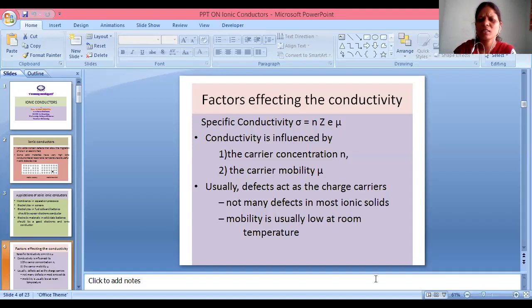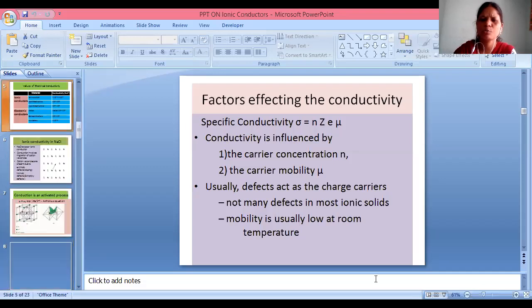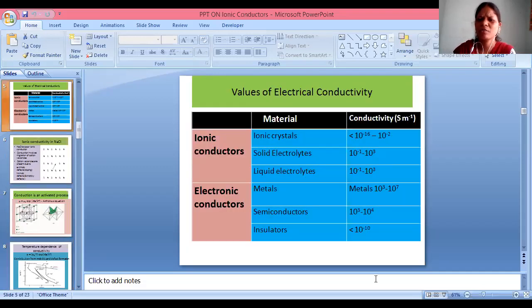Usually defects act as charge carriers, and there are not many defects in most ionic solids. Mobility is usually low at room temperature. And these are the values of electrical conductivity of different materials. Materials that are ionic conductors are classified into ionic crystals, solid electrolytes, and liquid electrolytes. Similarly, electronic conductors are classified into metals, semiconductors, and insulators. See how these are classified based on the conductivity range.